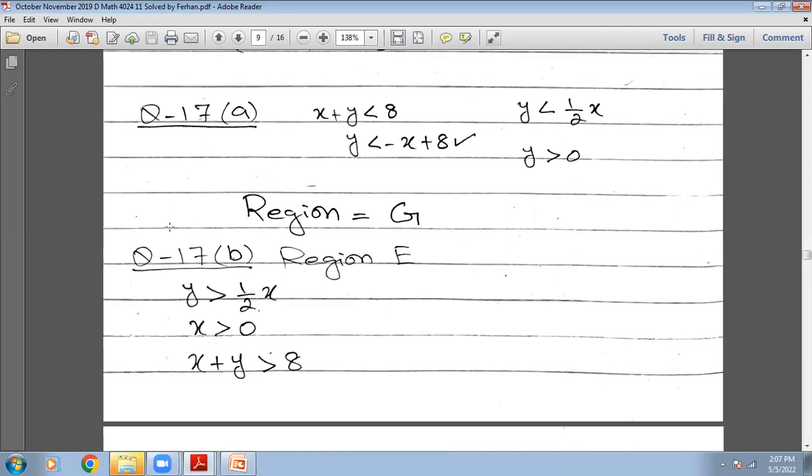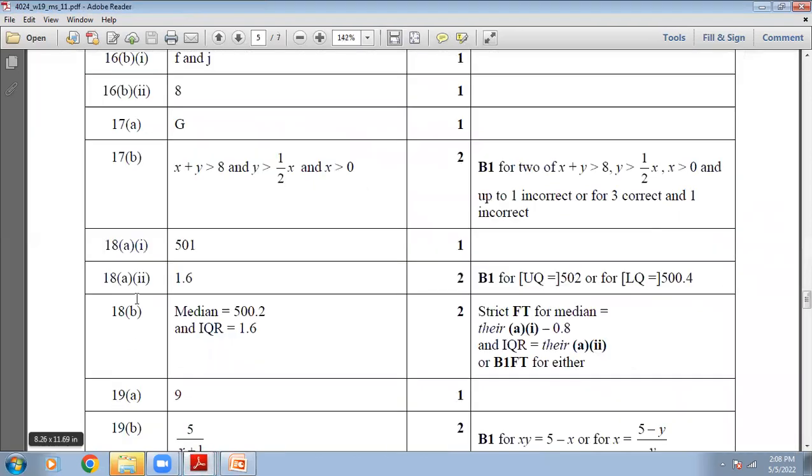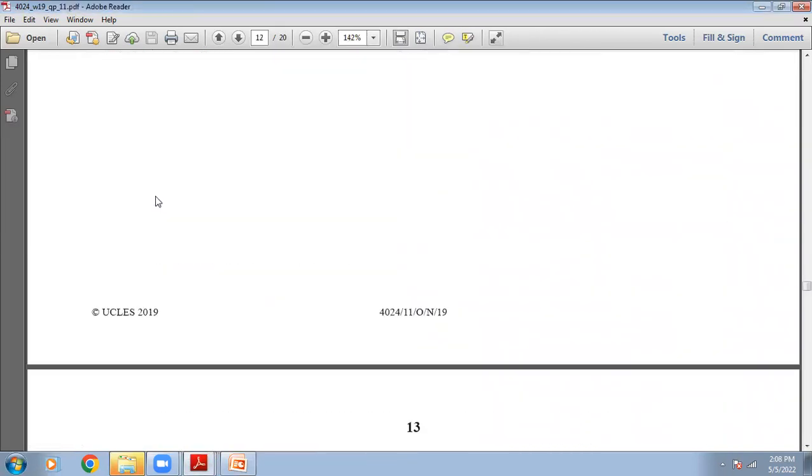Y is greater than 1 by 2X, X is greater than 0, X plus Y is greater than 8. So the region E is defined by these three inequalities. I hope you understand. Let's have a look at the marking scheme. You can see our answers are right. These are the answers for question number 17, and they are correct. Okay, so we are going to the next question.